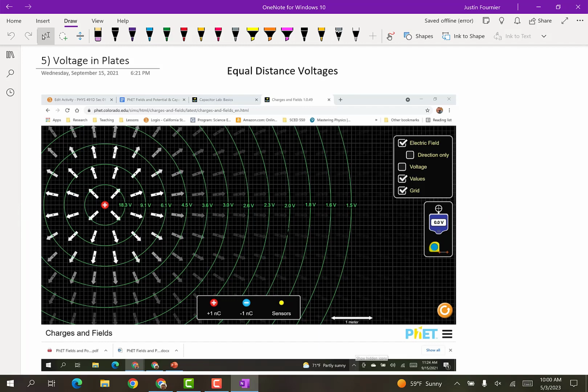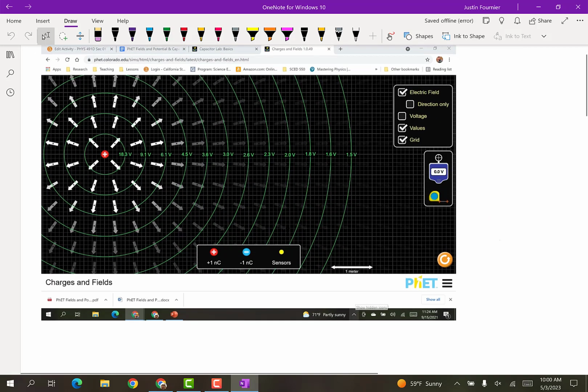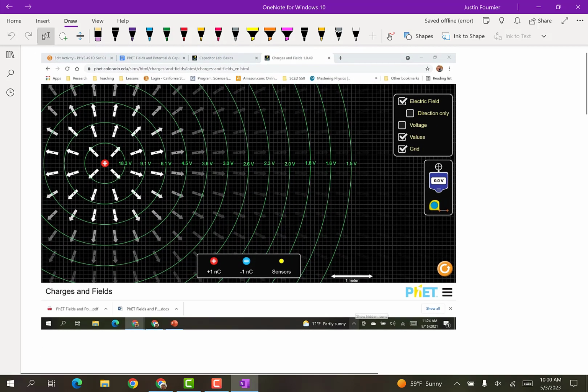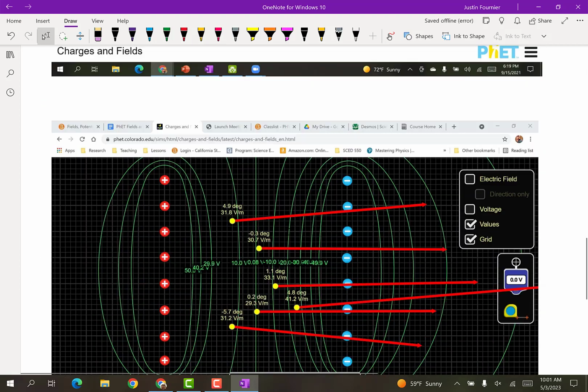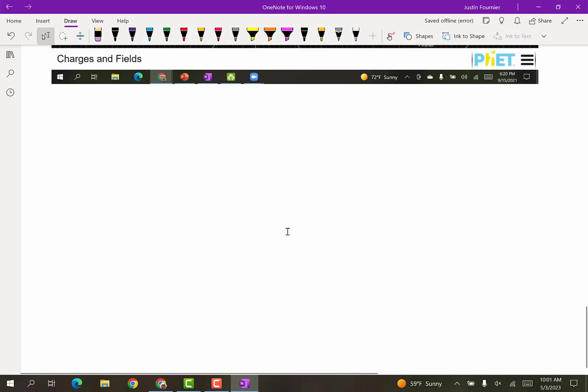Moving right along. And again, you guys were asked, if you just had a single charge, not like a plate or anything like that, and you were to drop off at equal distances, you can see that the voltage is not constantly dropping off. So there's kind of a weird relationship going on here. We talked about that already. So, all right.